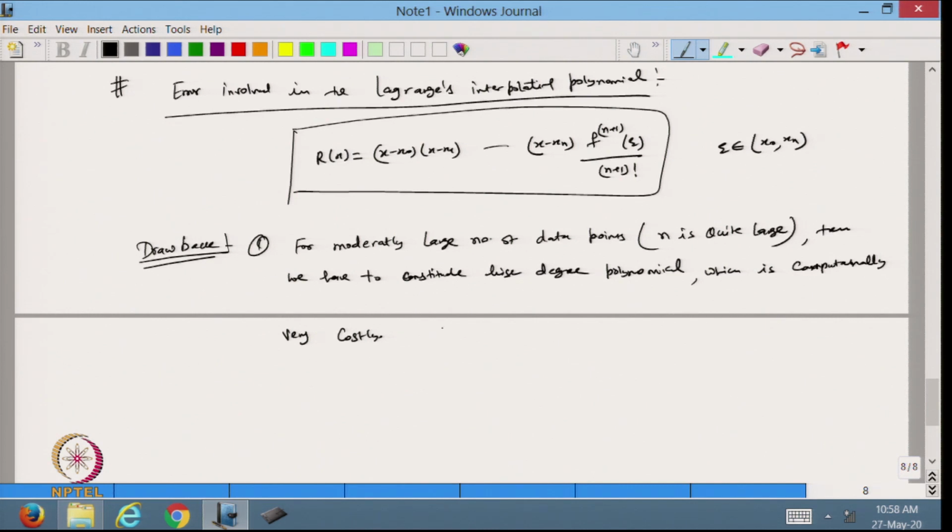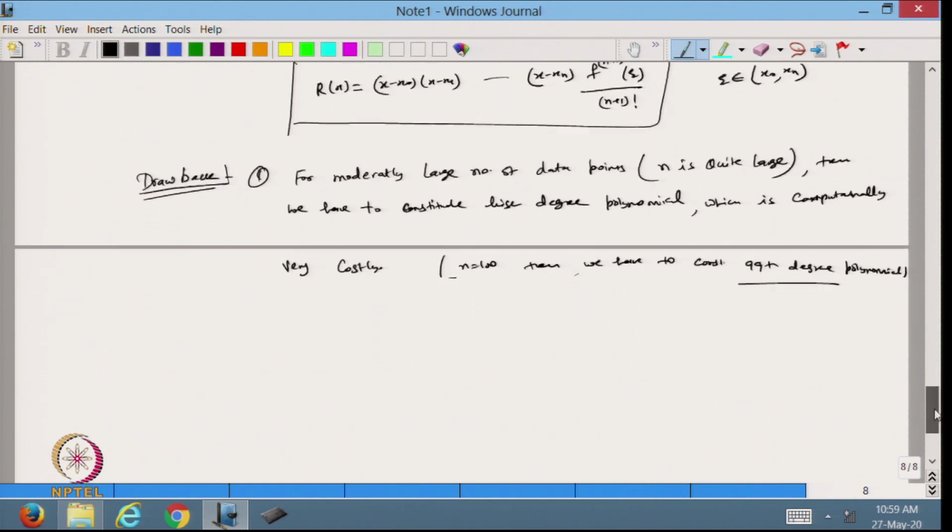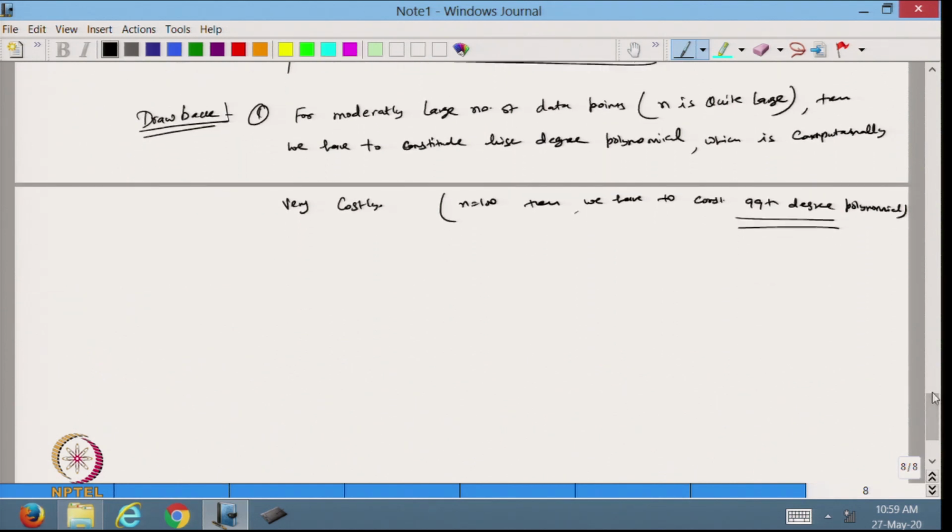It means that suppose I have n equal to 100, then we have to constitute... So, n is the number of points, suppose 100, then we have to constitute a 99th degree polynomial. And finding the 99th degree polynomial is quite expensive in terms of computations. So, that is the drawback, that if a large amount of data is given to us, then it is very difficult to write the higher degree polynomials.